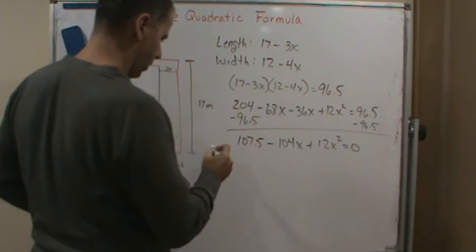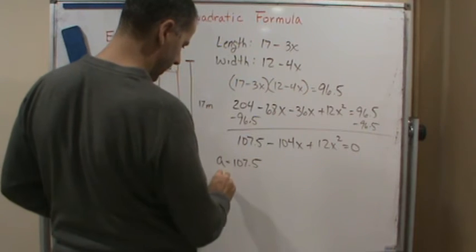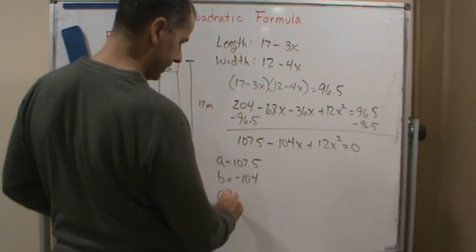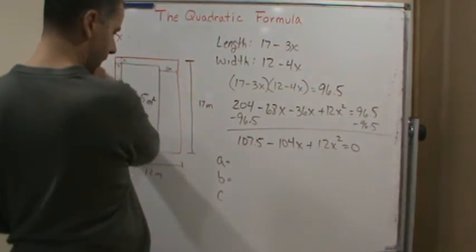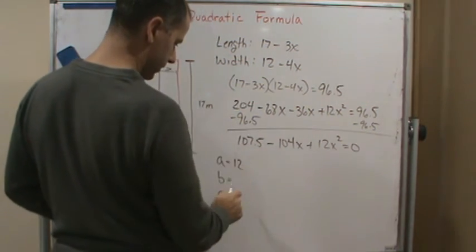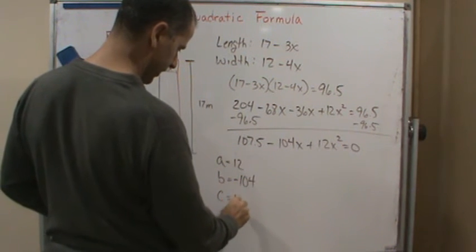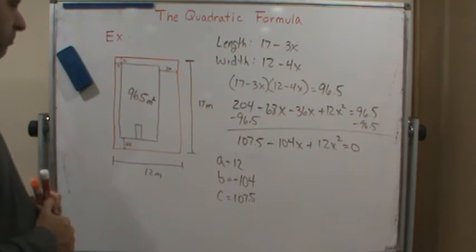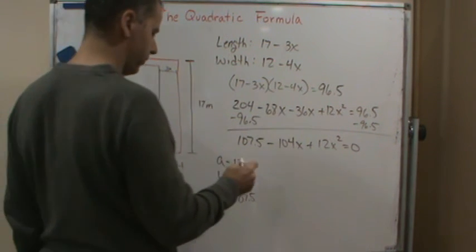Okay? So in this case, A equals, oops, backwards. A is 12. Right? Got it backwards. B is negative 104, so that stayed the same. And then C is 107.5. Okay? So now we want to solve for x.